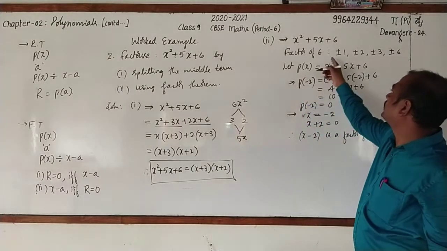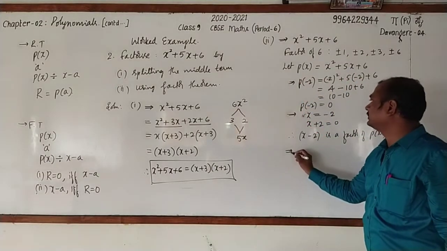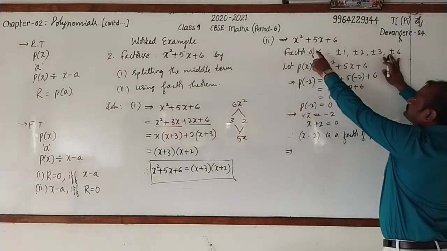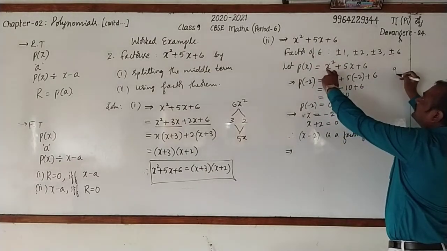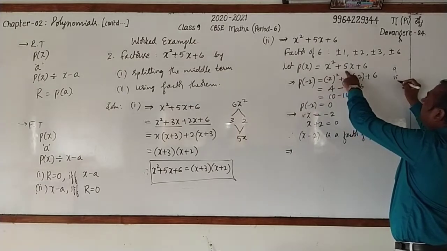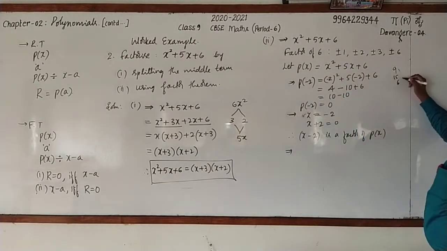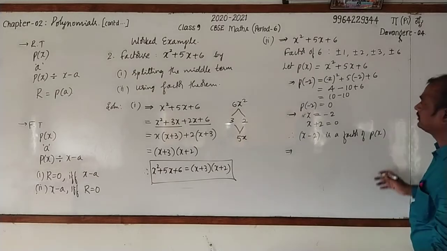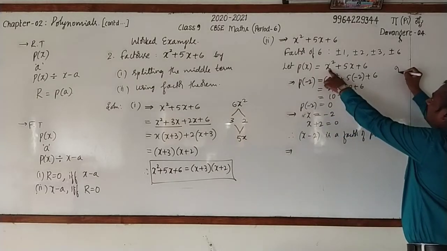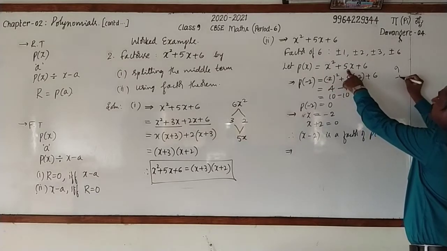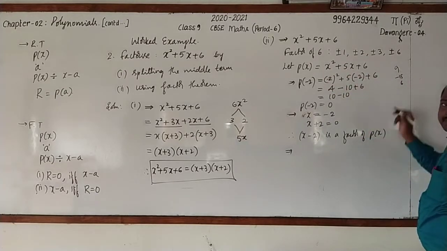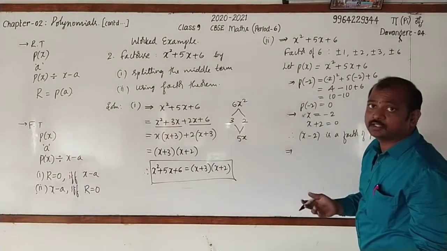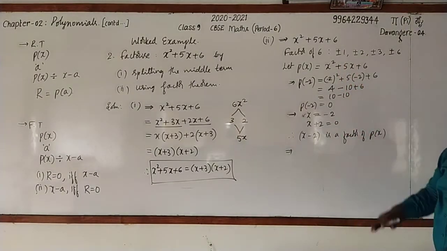Similarly, let's take other numbers. If you write 3 square, 9, then 5 3s are 15, then this is 6. 9 plus 15 plus 6 is 30, not equal to 0. Take minus 3. Minus 3 whole square is 9, 5 into minus 3 is minus 15, plus 6. 15 minus 15 is equal to 0. You can say that minus 3 is the 0 of the given polynomial.